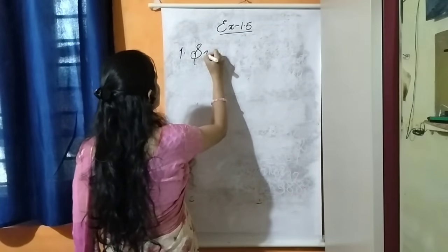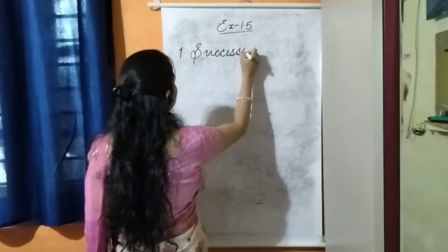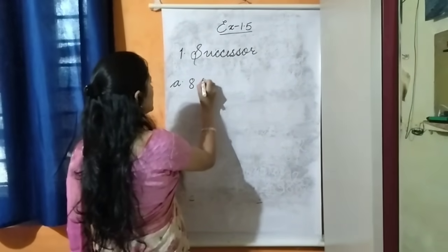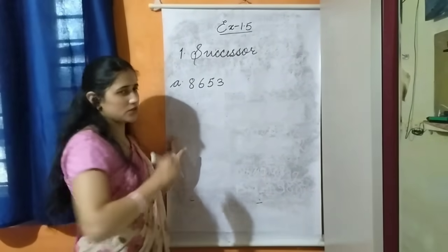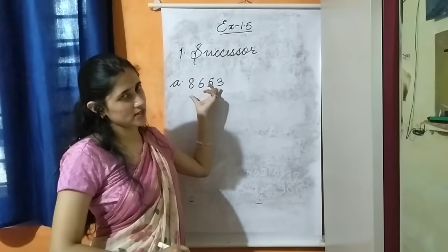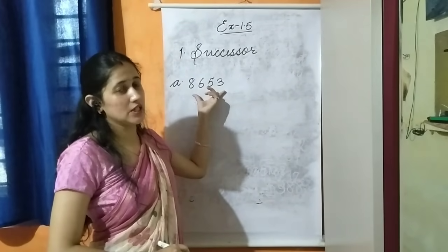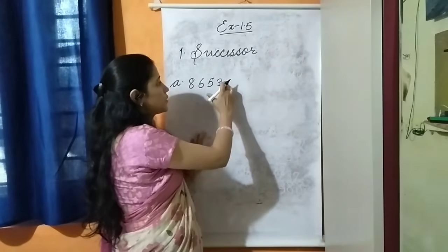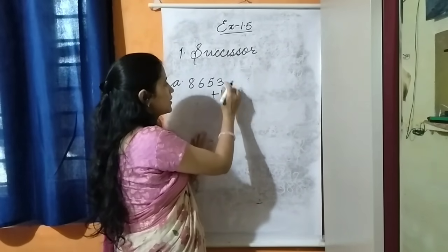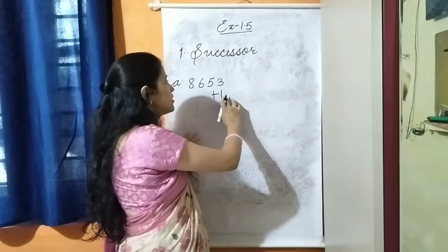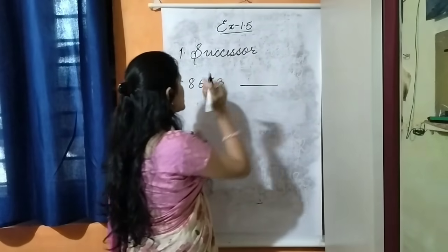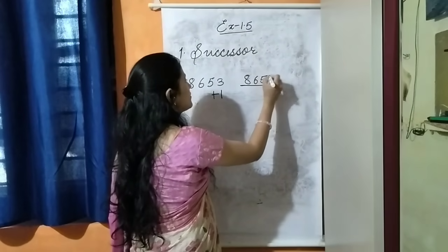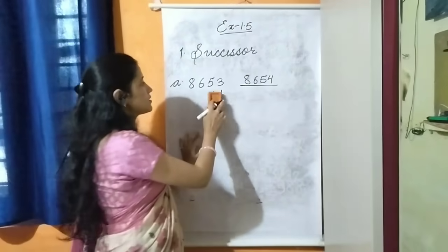So our first question is: find the successor. A is 8653. We have to find the successor of 8653. So what we will do, we will add 1 to the number. 1 we will add to the ones place. 3 plus 1 will be 4. So your successor for 8653 will be 8654. Okay, students.